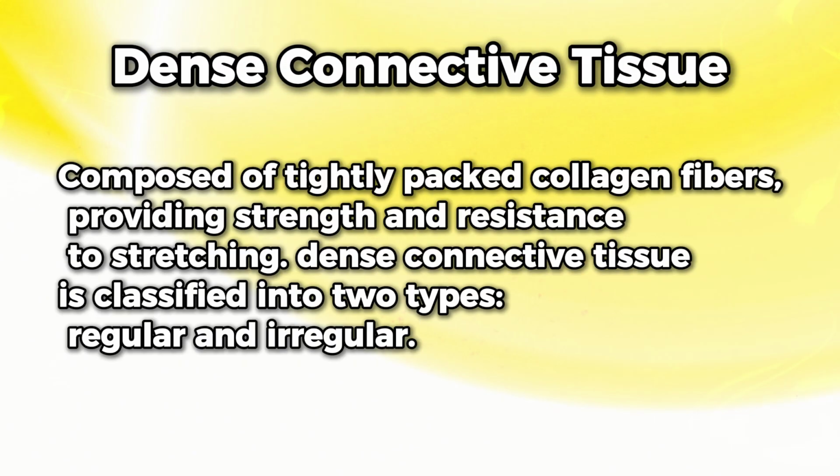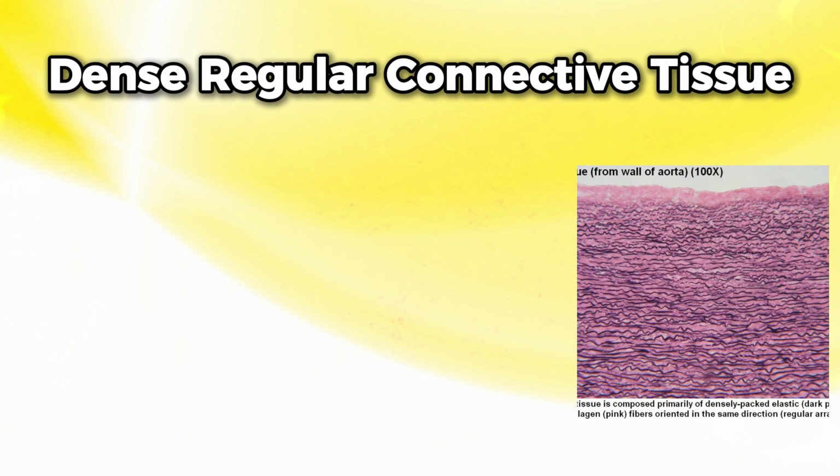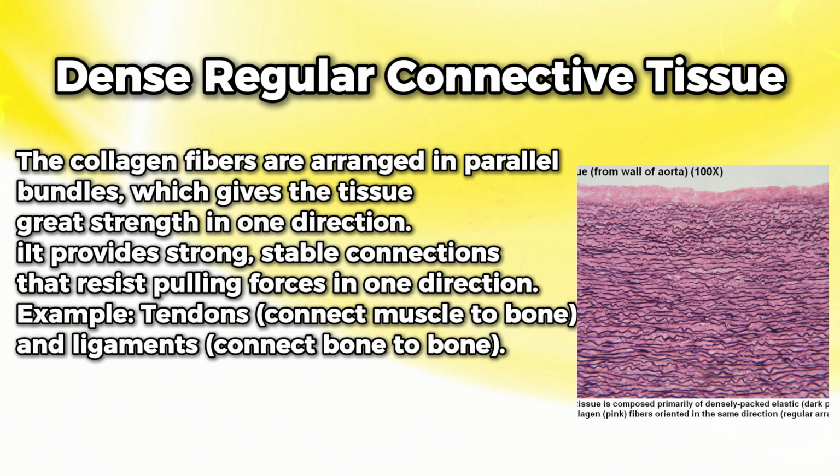Dense connective tissue, composed of tightly packed collagen fibers, providing strength and resistance to stretching. Dense connective tissue is classified into two types, regular and irregular. Dense regular connective tissue. The collagen fibers are arranged in parallel bundles, which gives the tissue great strength in one direction. It provides strong, stable connections that resist pulling forces in one direction. Example: tendons connect muscle to bone, and ligaments connect bone to bone.